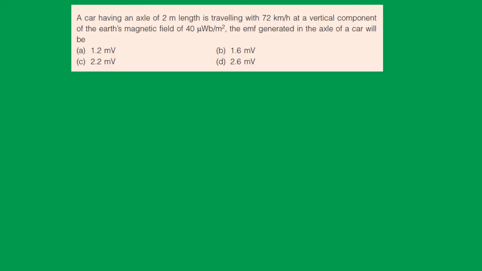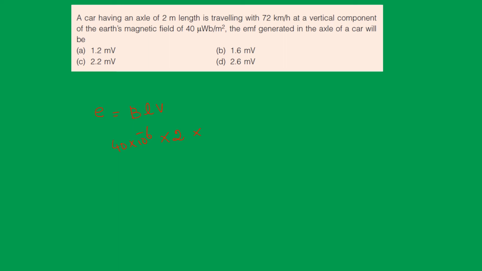The next question is, a car having an axle of 2 meter length is traveling with 72 km per hour at a vertical component of its magnetic field of 40 microweber per meter square. The EMF generated in the axle of the car will be. We have a direct formula for this question, that is EMF generated E is equal to B into L into V. B is the magnetic field, that is 40 into 10 to the power minus 6, and L is the length, 2 meter, into V is the velocity.